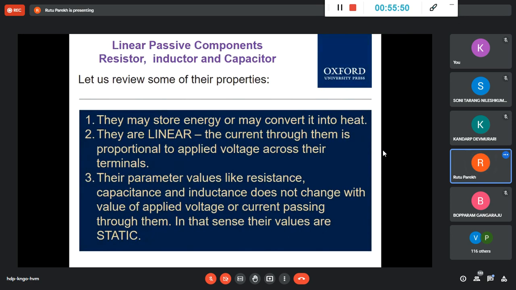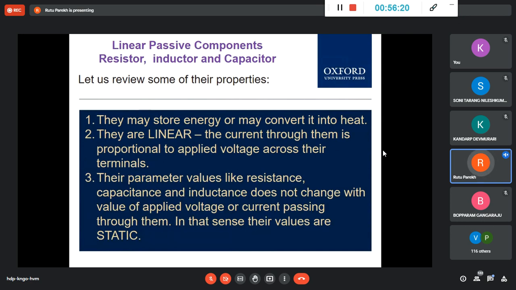So what are linear passive components? Just look at this slide for a minute. They may store the energy, or they may convert it into heat. Storing energy, let's say a capacitor: it will store the energy. A resistor will convert it into heat. If a current is passing, it will get heated up.